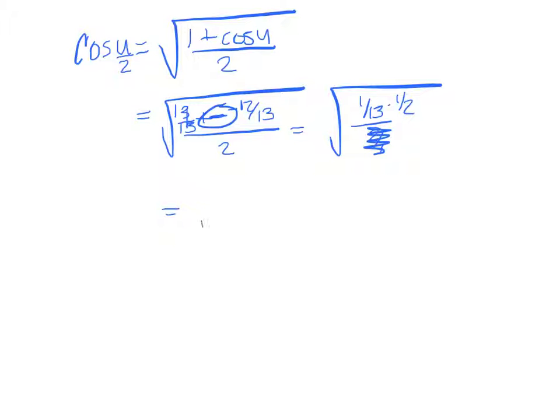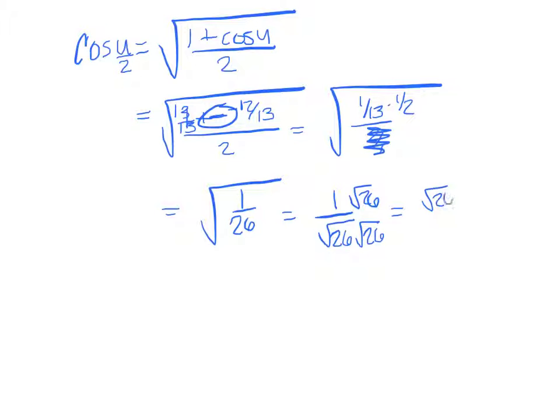So then we get the square root of 1 over 26. The square root of 1 is 1. The square root of 26 is the square root of 26. Rationalize: square root of 26 over 26. All right, now for tangent.